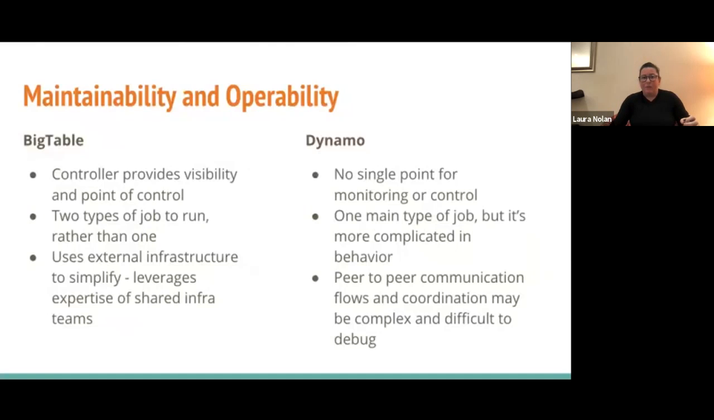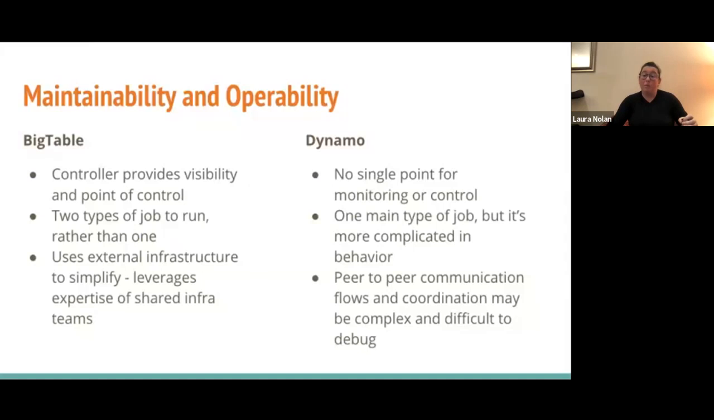Whereas Dynamo is the opposite. There's no single point for monitoring or for control. For monitoring, you're going to have to look at properties across the entire system. So in Bigtable, for example, if you want to know about availability of your tablets, you can in principle observe that from the controller. If you want to know it from Dynamo, you're going to have to collect statistics very widely. You might even need to rely on some sort of probing rather than metrics that your system is going to give you itself. So Bigtable, you've got to run two types of job, and Dynamo one type, but it's more complicated.